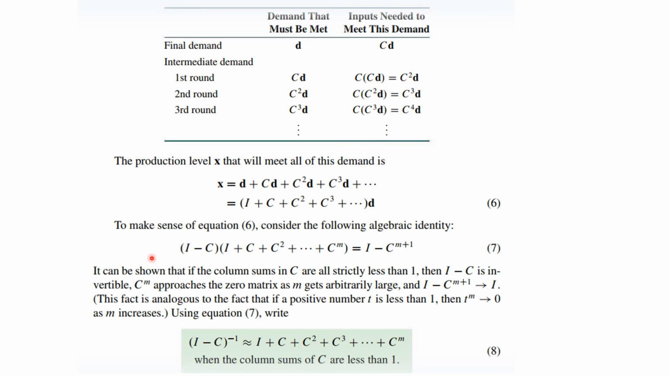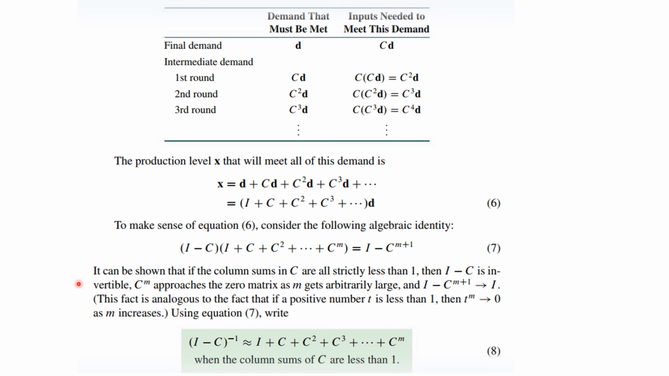So to make sense of this equation, you consider the following algebraic identity. And by the way, this comes from matrix algebra, and you actually should be able to prove this yourself using the matrices. But if you look at this, you say, oh yeah, this truly is an algebra thing. So (I − C) times (the identity matrix plus C plus C squared all the way to C^m) is I minus C to the m plus 1.